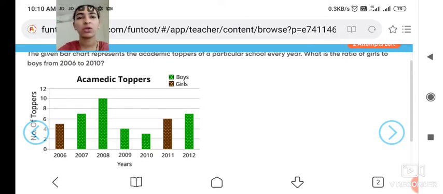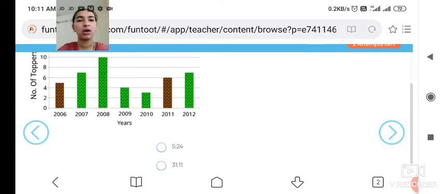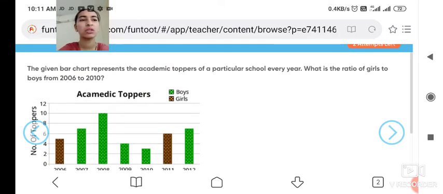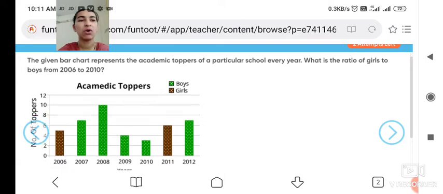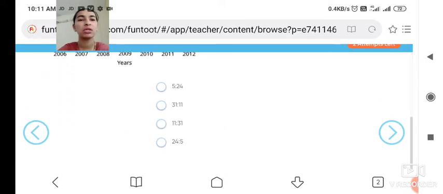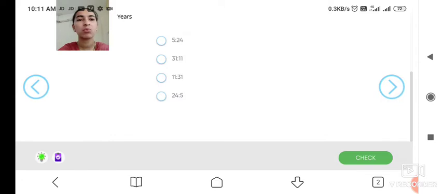Now how many toppers are there? On the vertical line the number of toppers is given. In 2008 there were 10 toppers, in 2009 there were 4 toppers. Now we have to find the ratio. What is the ratio of girls to boys? Take the addition of girls and the addition of boys, then addition of girls divided by addition of boys, and tell me what you get. Just pause the video and solve this. I will give the answer also.